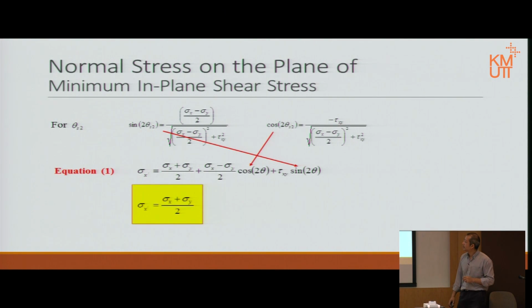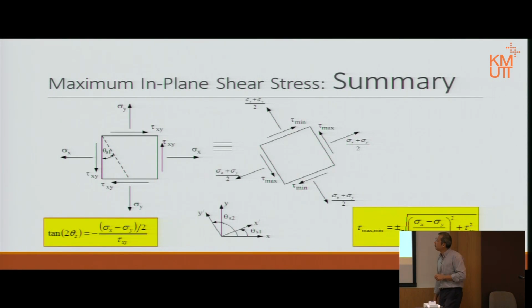Then work out should be still sigma x plus sigma y over 2, which means when we see the maximum shear stress, then we also see the minimum shear stress, and the normal stress in all components is sigma x plus sigma y over 2, and we have expression to find out those orientation as well from the tangent equation.